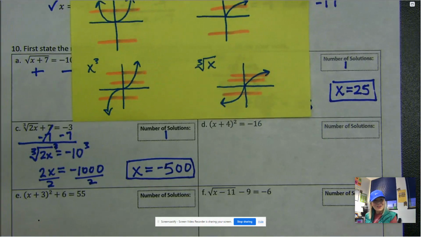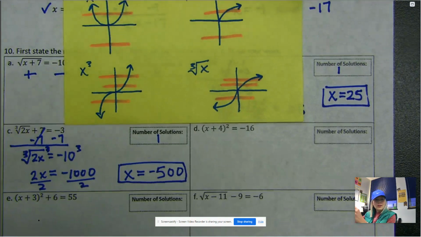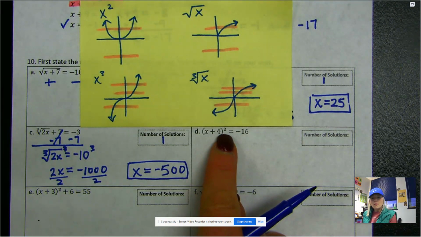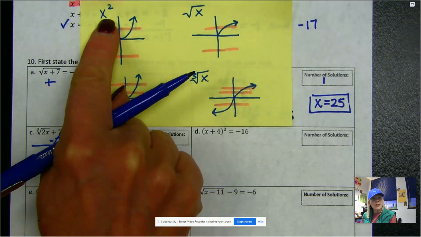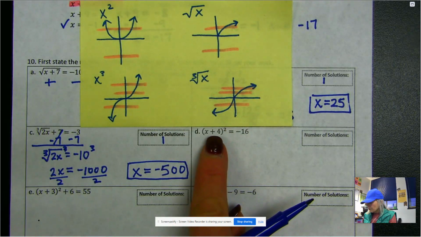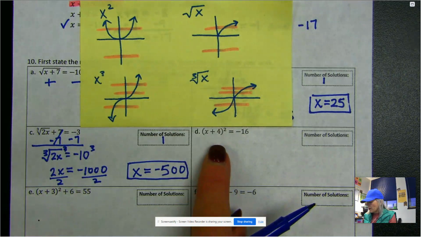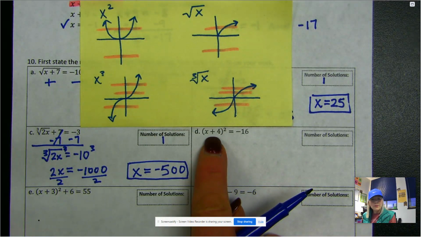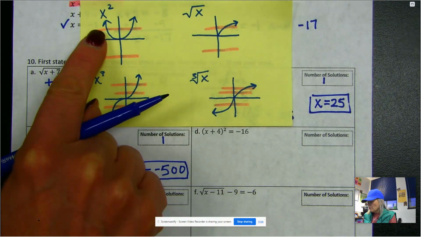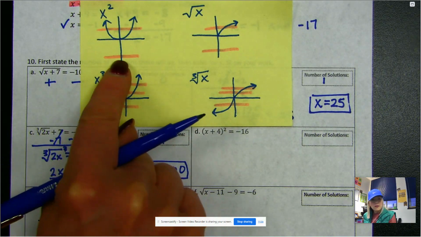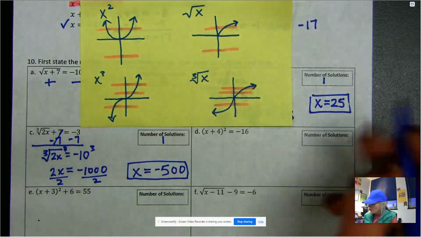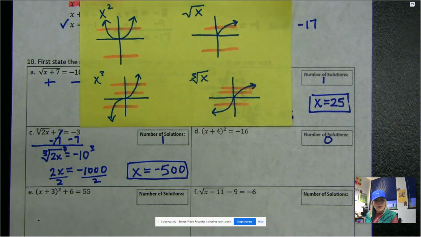All right, let's go to D. So on D, we've got x plus 4 in parentheses squared, but this is the same type of function as that because it's being squared. And so we can look at this graph here to think about it. I've got something squared and it's equal to a negative number. So something squared equal to a negative number doesn't have any solutions because the graph doesn't go down to the negative side. So 0. And that's it.